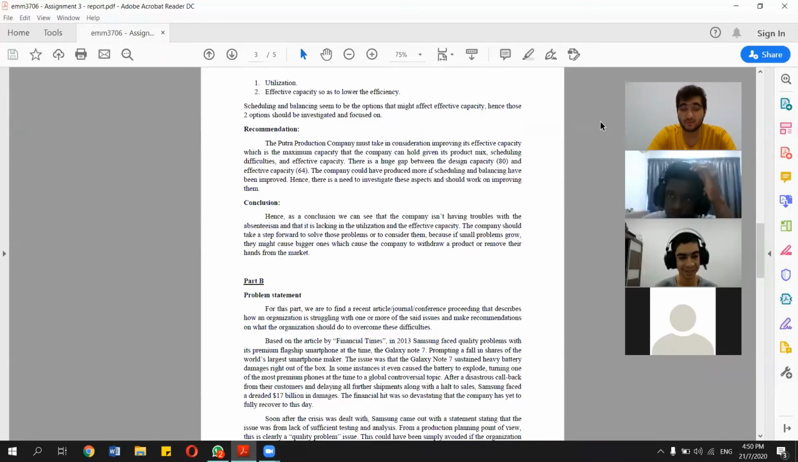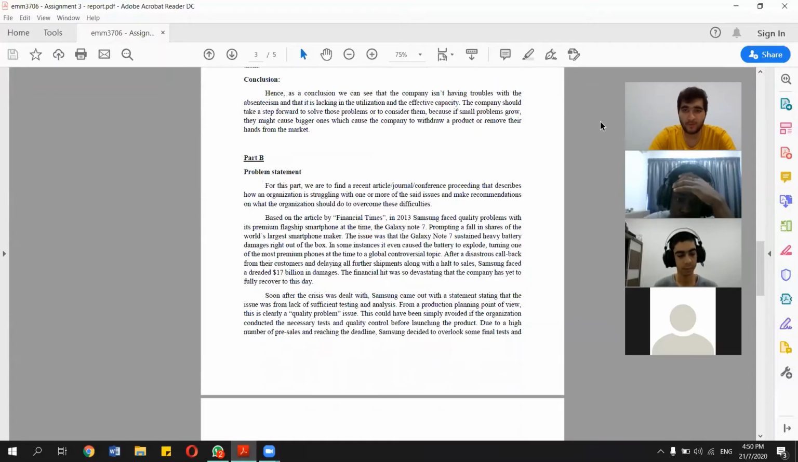So that concludes our part A, which we had to use a little bit of calculation in order to solve the issue. So part B is a little bit different from part A. For this part, we were actually requested to search for a recent article or journal that describes how an organization is struggling with one or more of these issues that we just talked about. And we need to recommend the best method for that company to avoid further or future problems. All right, so we did some research.